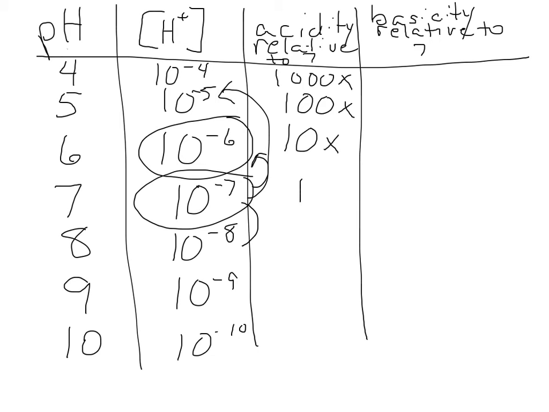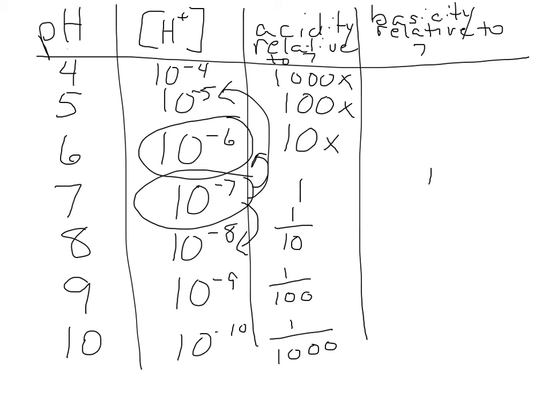However, if we're looking at something that's more basic, it should be less acidic. So instead of 10 times, it would be 1/10 as acidic, 1/100th, and 10 would be 1/1000th. Again, we're adding a 0 for every step in pH that we're changing.